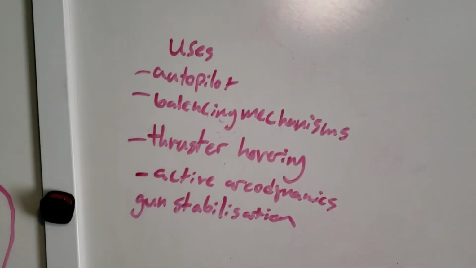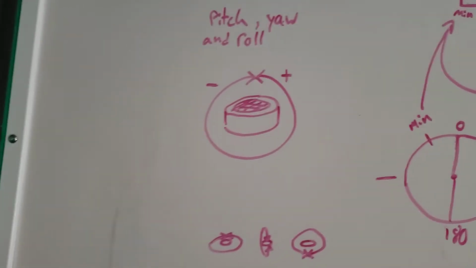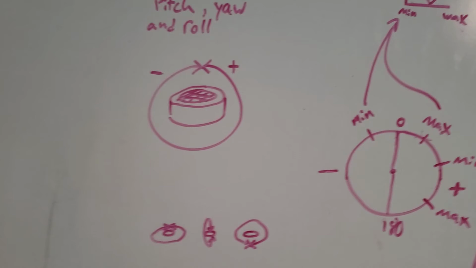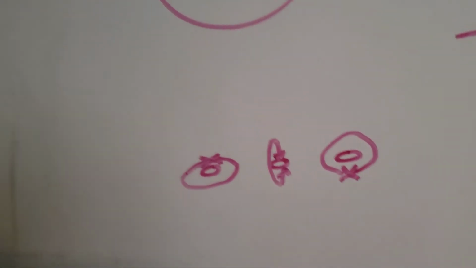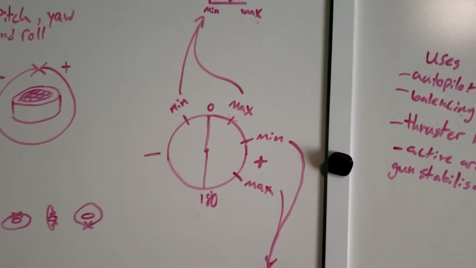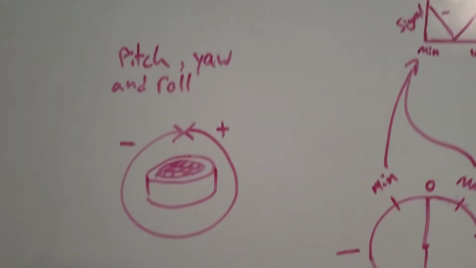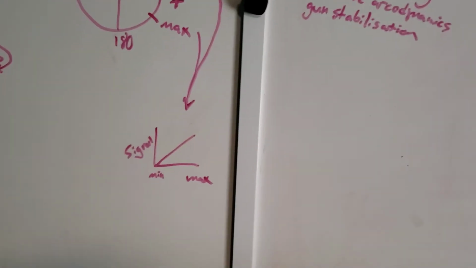Autopilots, balancing mechanisms, thruster hovering, active aerodynamics, and gun stabilization. Now there are a host of other uses that can be quite effective. Compasses, you can also make compasses with the yaw sensors, if you really need a compass. But yeah, so that was shorter than I thought it'd be. These are not hard to explain.